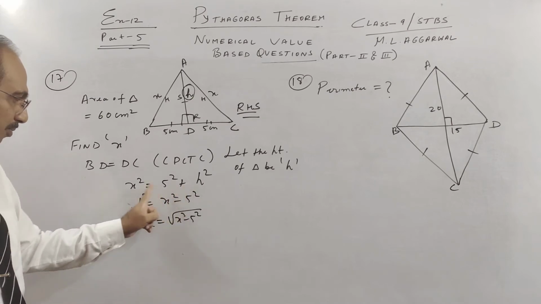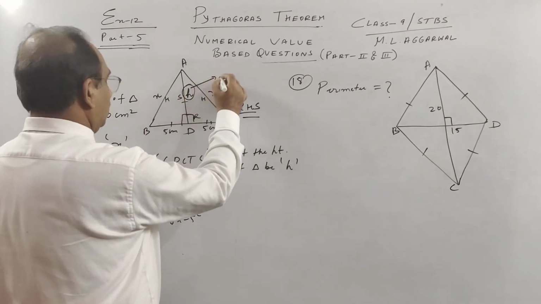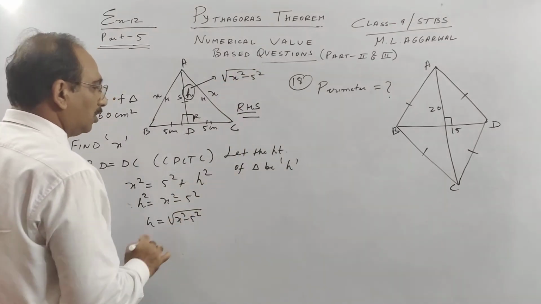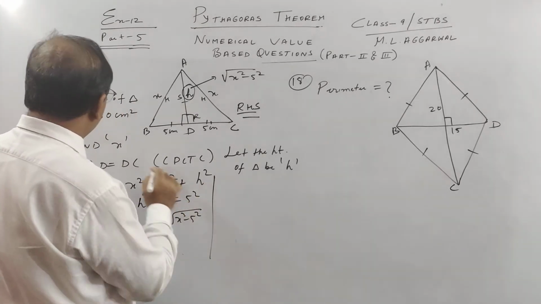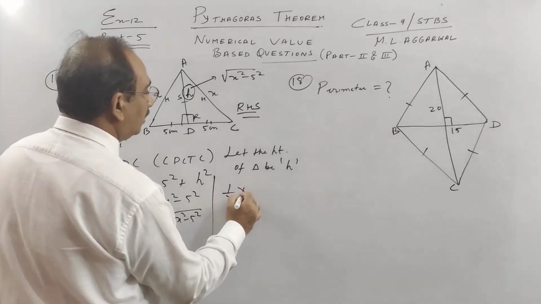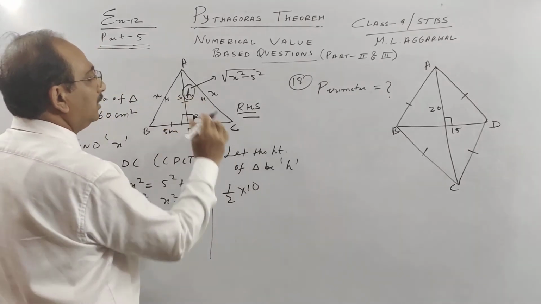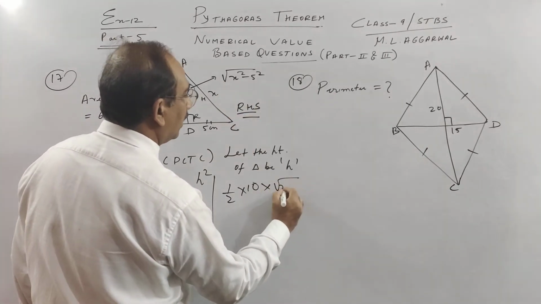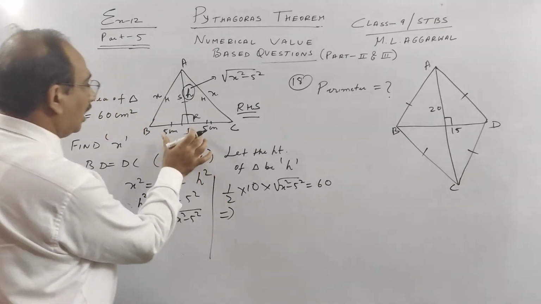So h square, bring 5 here, you get this. So height is this. Remember, the height of this triangle is the most important thing for solving this. Now the final step, children: half base into height. This is the area of triangle, half base into height. Height is root x square minus 5 square, and the area is 60.